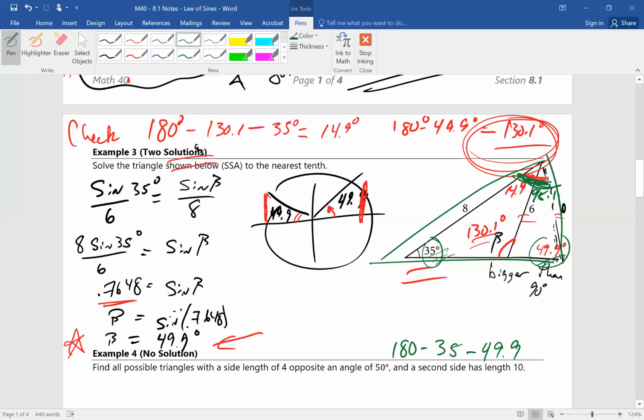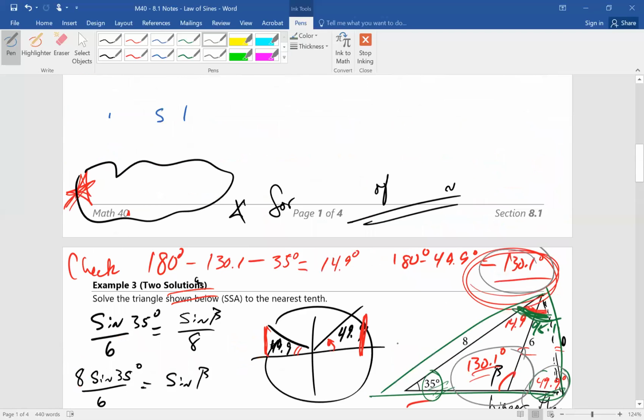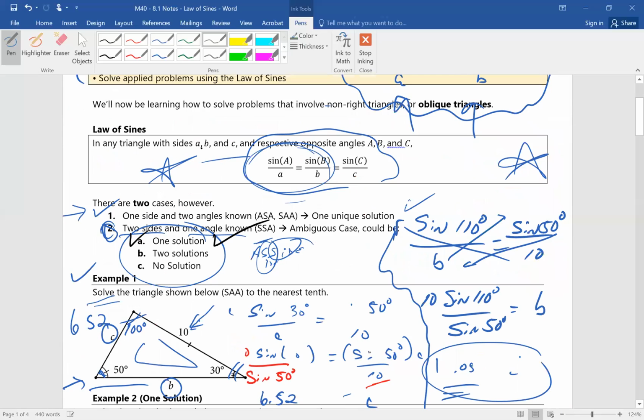You have an angle of, and I'll use another different color, I'm running out of colors. So this angle is either 49.9 or 130.1 delineated by this triangle or this triangle. But that's the case where you have two solutions. So be careful. That's why it's called an ambiguous case, because you never know.